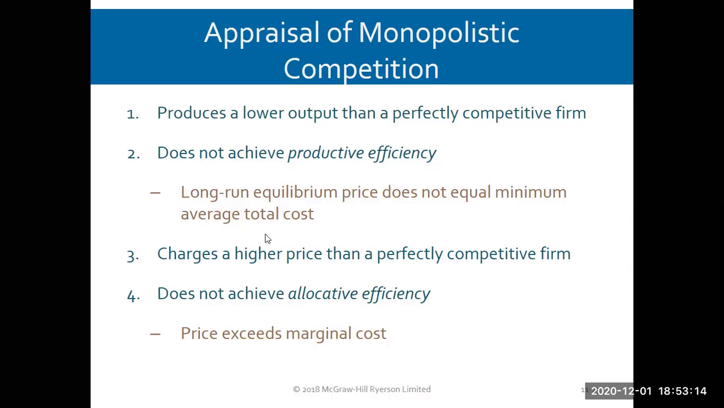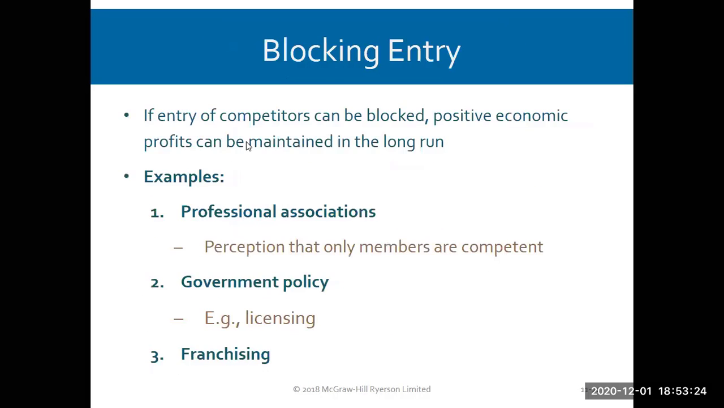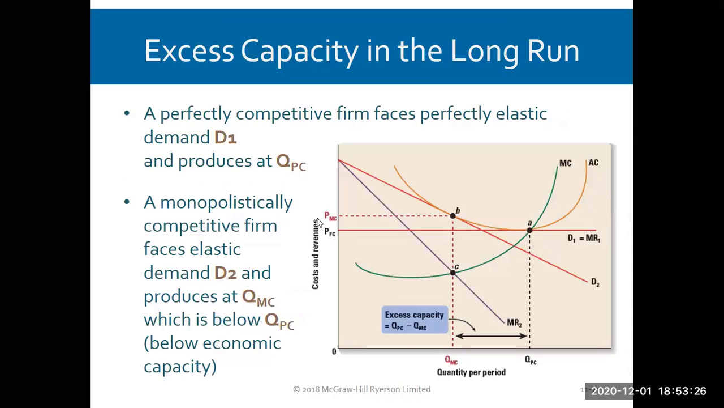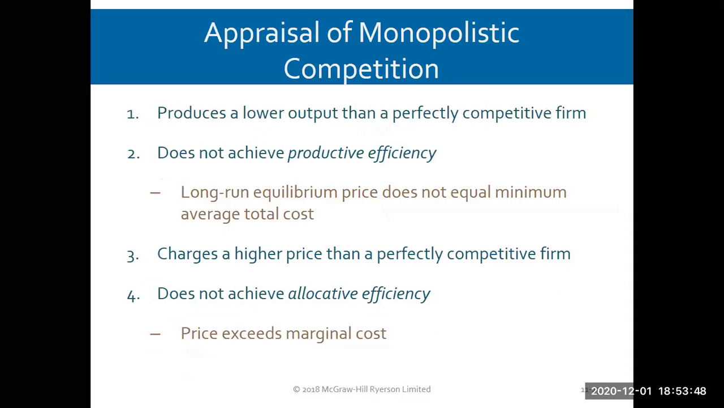Okay, so let's take a look at the third point. Monopolistic competition charges a higher price than a perfectly competitive firm. Okay, let's go back and take a look and see if that's true. Well, here's our price for monopolistic competition in the long run. It's up there. And here's our price for perfect competition in the long run. It's down here. So yeah, monopolistic competitive firms charge a higher price in the long run than perfect competition. But remember, so did monopoly. They've got the same type of demand curve. It's downward sloping.